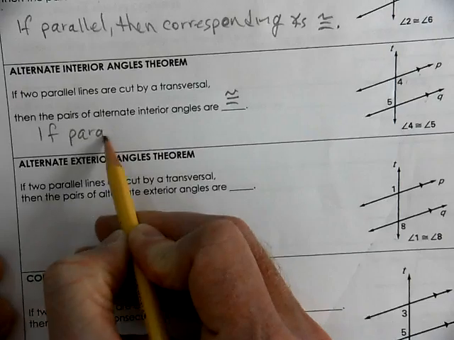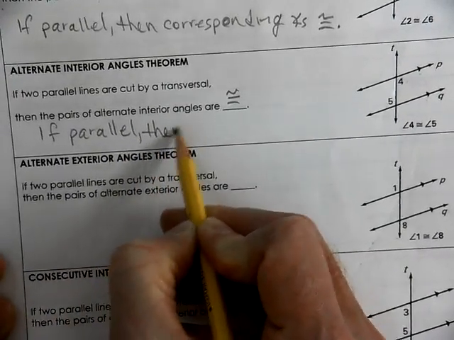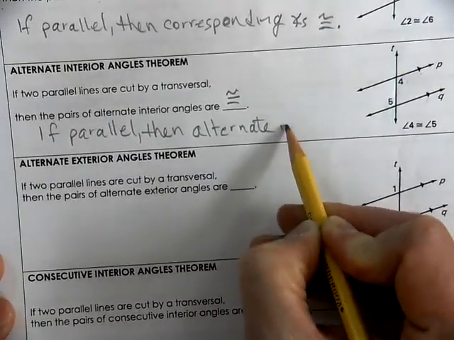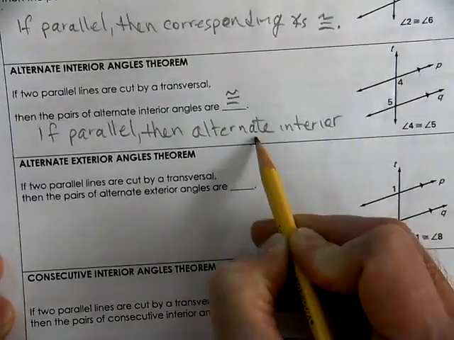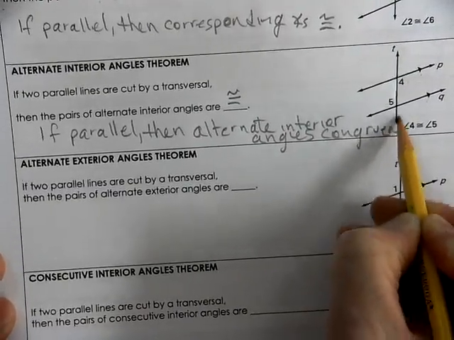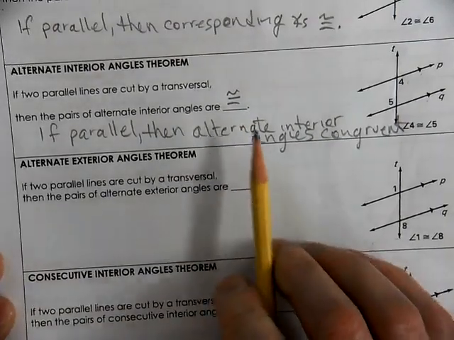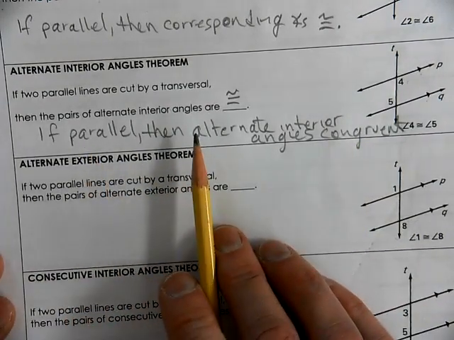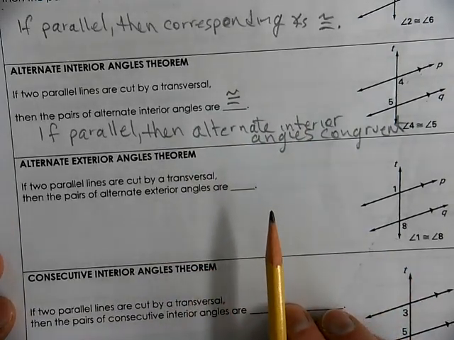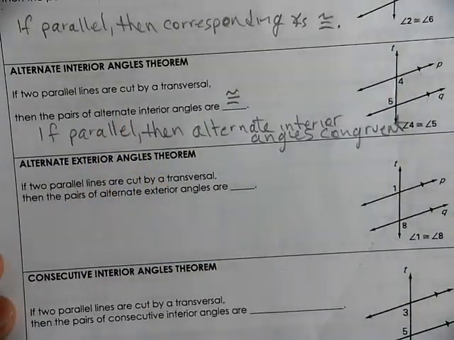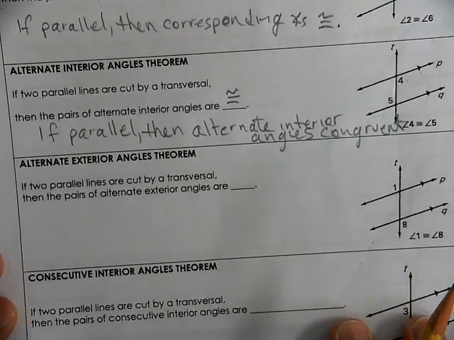If parallel, then alternate interior angles congruent. You can use abbreviations for angle. You can use abbreviations for congruent. You need to write the word parallel. You need to write the word alternate interior. Sometimes we abbreviate with a pair of slashes for parallel. I guess you could do that.